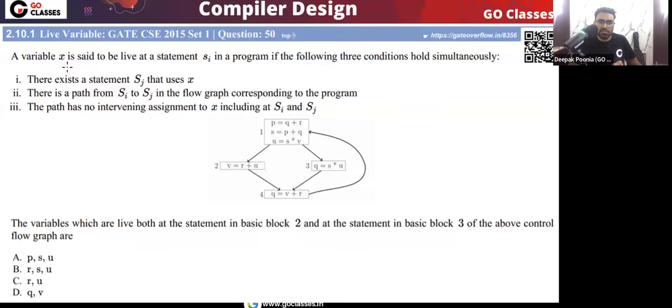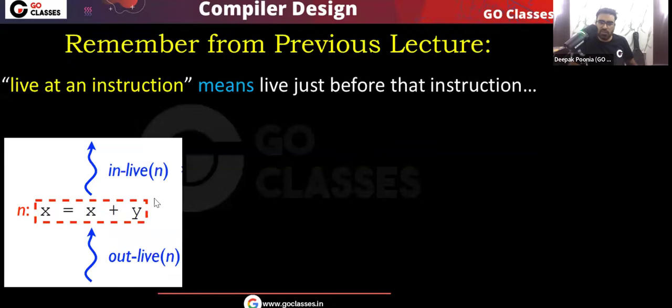Also, let me tell you one more thing. If you focus on this question, it is saying live at a statement. What does this mean? When can I say live at a statement? Because if you remember, I told you that for every statement there are two program points, one immediately before that statement and one immediately after that statement. So how is it possible that some variable is live at an instruction?